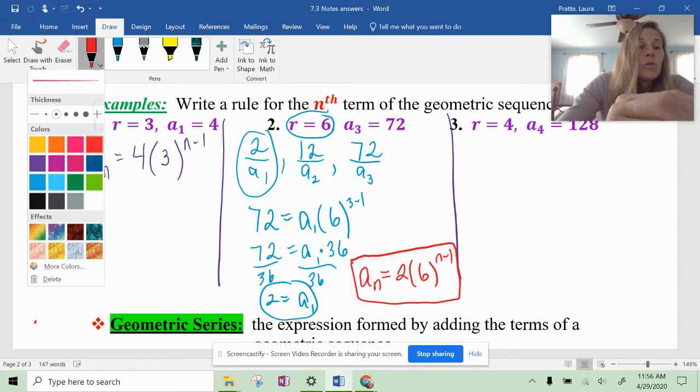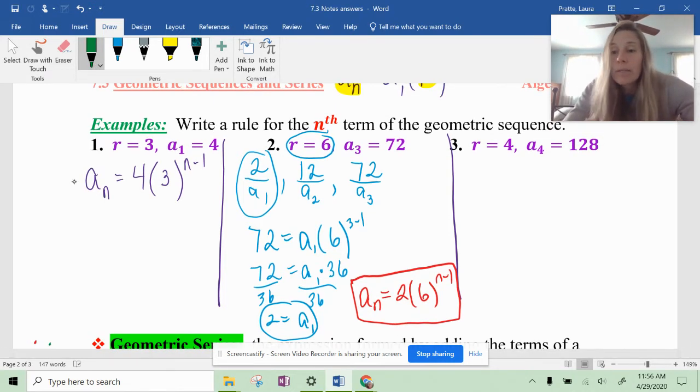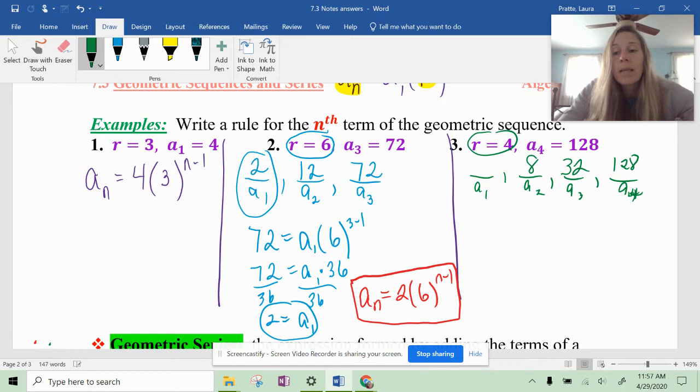Okay, so now we're going to do number 3. This time they're giving us the fourth term in the sequence, and they're telling us it's 128, and we obviously need to find the first term in the sequence. Now you can work backwards for this one because they're only giving you the fourth term, so it's not too bad to work backwards, knowing the multiple is 4. So 128 divided by 4 is going to be 32. 32 divided by 4 is 8, and 8 divided by 4 is 2. So again, we have that a sub 1 is 2.